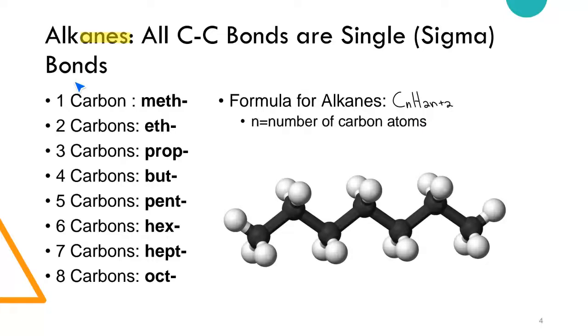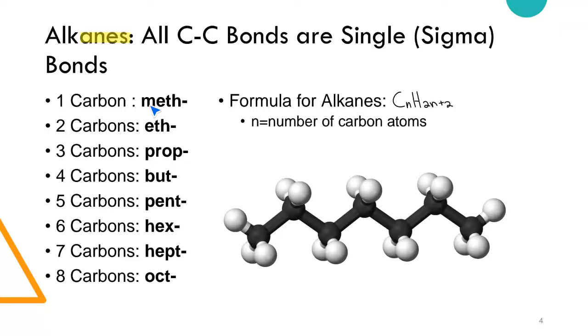Okay, so these are all your prefixes for the number of carbons you have. You're only expected to memorize up to 8. They're not hard to memorize. You probably already know them by now. You have methane, ethane, propane, butane, pentane, hexane, heptane, up to octane.